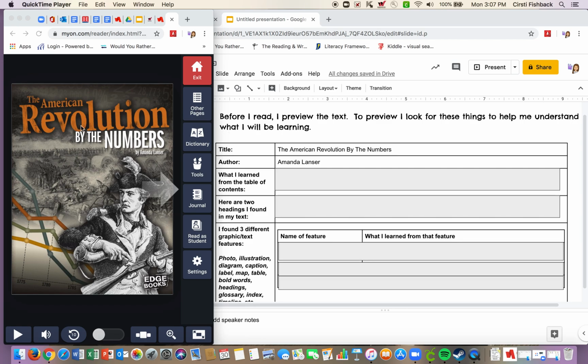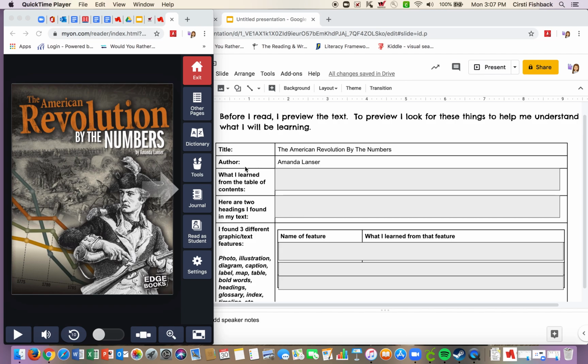I have chosen a book today to represent how you're going to do your assignment. It's called The American Revolution by the Numbers, written by Amanda Lancer. I'm going to preview this text. I've already done it and typed in my answers, and I just want to show you so you know what to do. But you're going to do a different text today on the American Revolution.